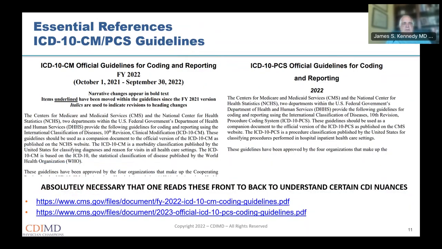The guidelines. There's two guidelines that one must read. And if we're going to do this job, we've got to know the rules. So there's the ICD-10-CM guidelines, which has to do with the diagnoses. There's the PCS guidelines that have to do with the inpatient procedures. Download these, read these, be able to quote these when talking to coders or talking to potential interviewers. Your knowledge of what's in these guidelines will add credibility to your practice.